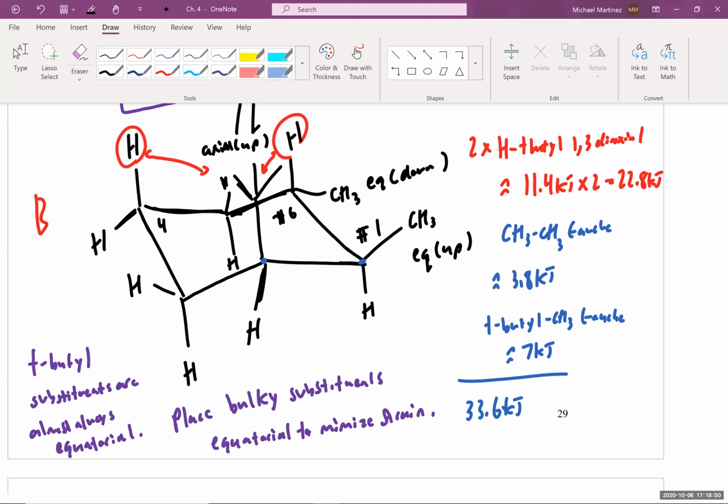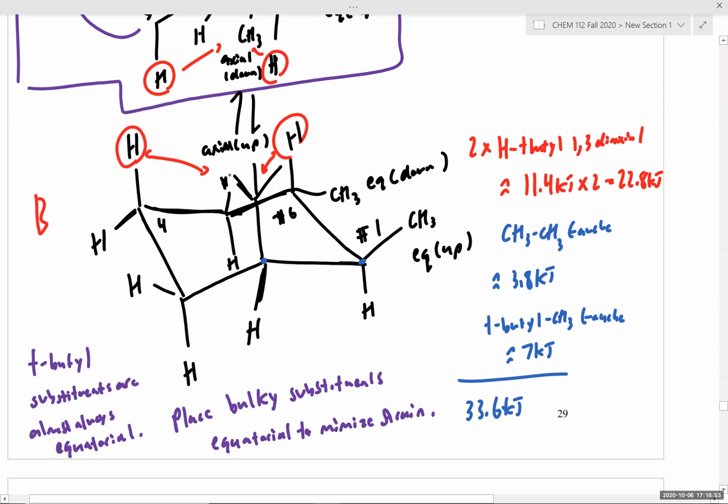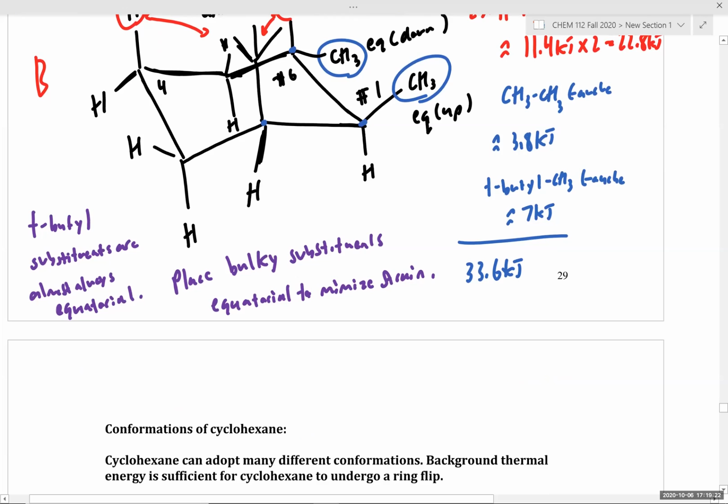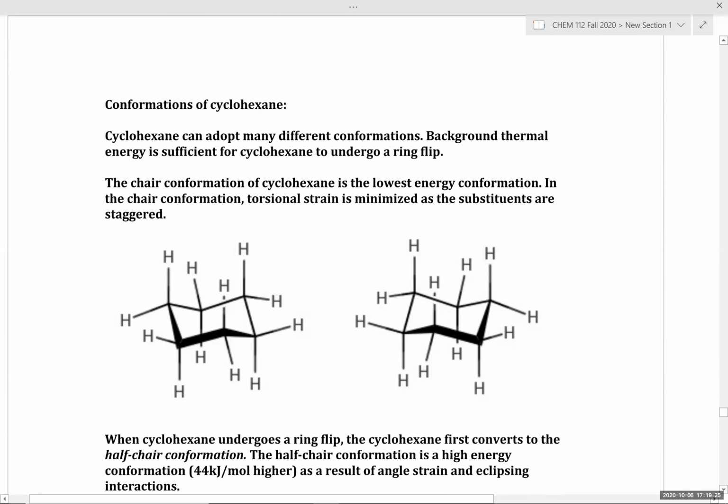Just to highlight the methyl-methyl gauche interaction, because a student asked in the chat, it would be between these two methyl groups, which are on adjacent carbons that are separated by a 60-degree dihedral angle. A typical gauche interaction. Any other questions on this example? If not, let's keep going now and let's look at conformations of cyclohexane.